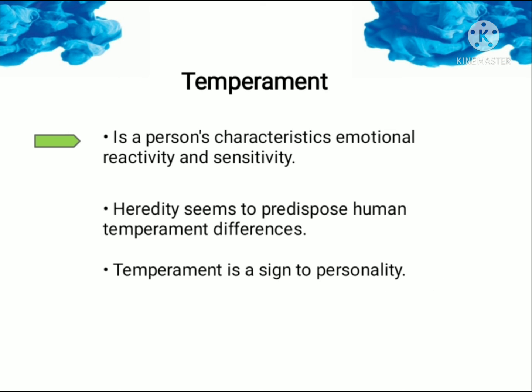Temperament is a person's characteristic emotional reactivity and sensitivity. Heredity seems to predispose human temperament differences. Temperament is assigned to personality. Examples of temperament include shy, risk-taking, and cautious.